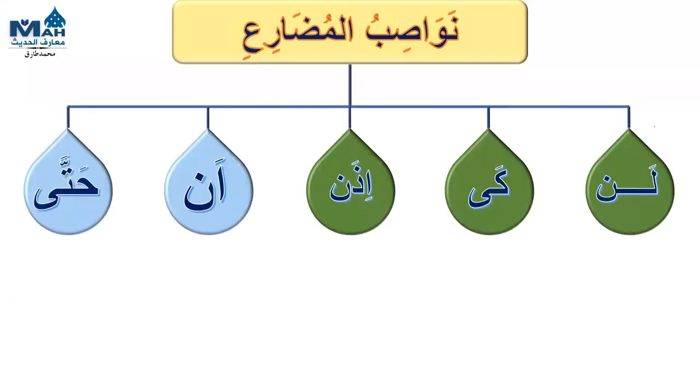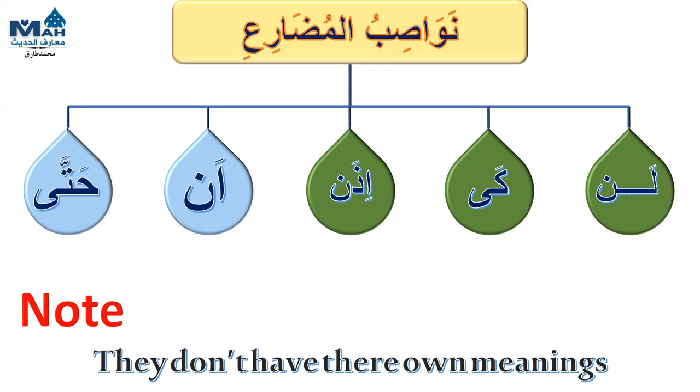Okay, can you read them from the beginning? Nawasib al Mudare: Lan, Kai, Idan, An, Hatta. Good. Can you read the statement? They don't have their own meanings. Yes, they don't have their own meanings. When they are attached with a sentence, then they have meaning. But alone, if you ask what does lan mean, there is no meaning for lan. Kai, idan, an, hatta. Hatta has one meaning, like till, until. So it has a meaning.